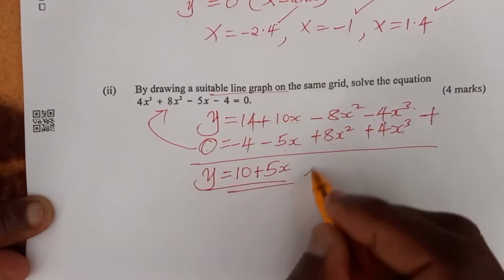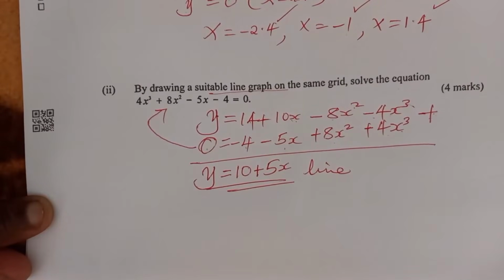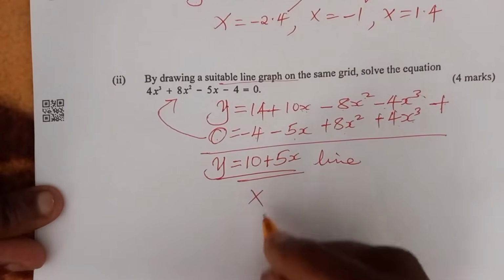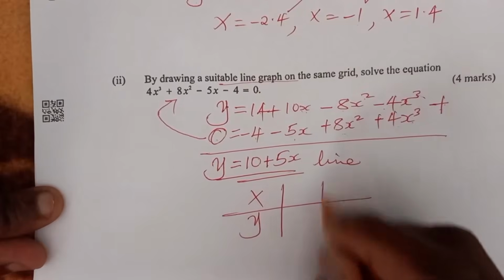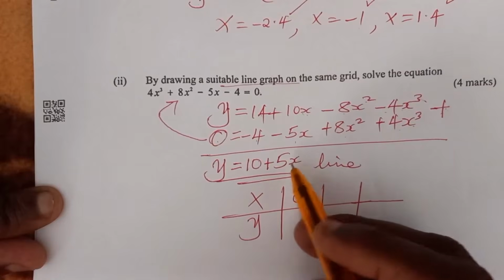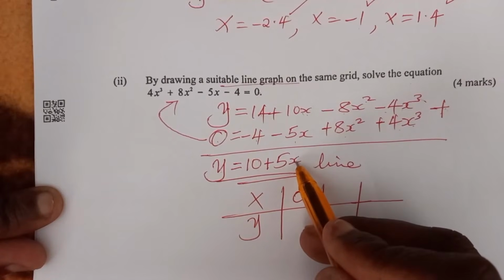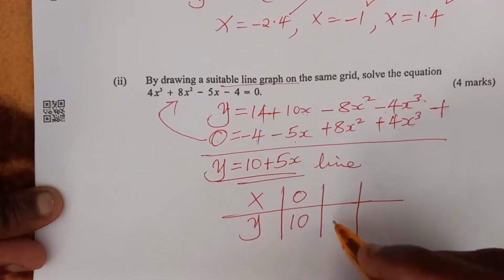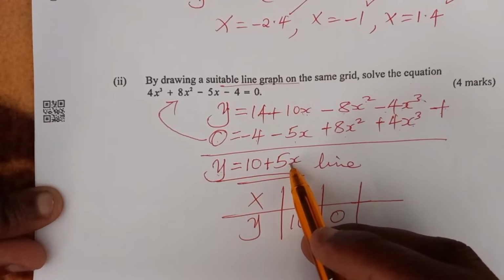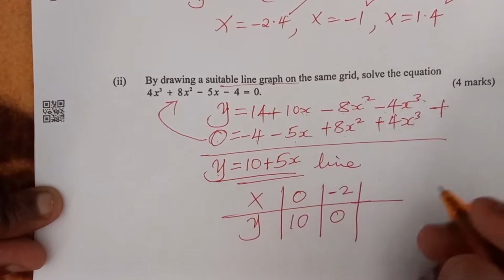So this is the line that you remain with, and that is what you need to draw. To draw a straight line, you require at least 2 points. So just find any 2 points. We'll start with 0. When x is 0, just substitute in this equation here. When x is 0, y will be 10. Then when y is 0, the value of x will be negative 2.